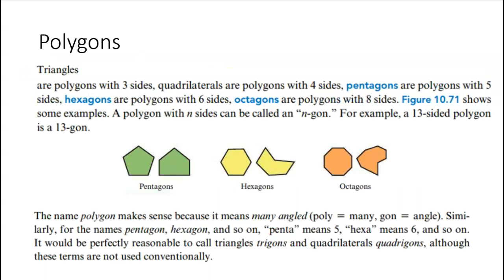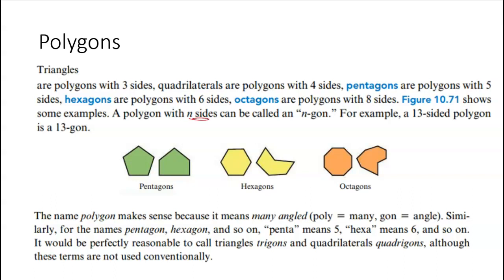So let's look at some. Triangles have 3 sides, which we know. Quadrilaterals have 4. Pentagons have 5. Hexagons have 6. Octagons have 8. And we can look at these examples. Now on the right here, these are our polygons. These are all polygons. The next slide tells you about the difference between the two inside.